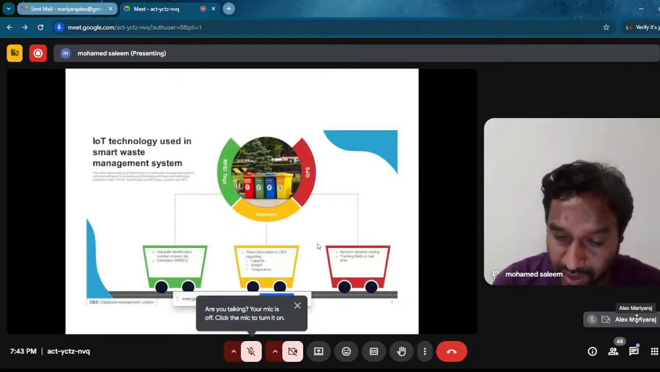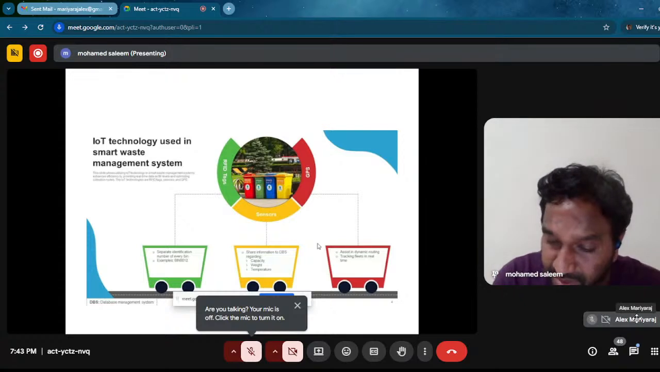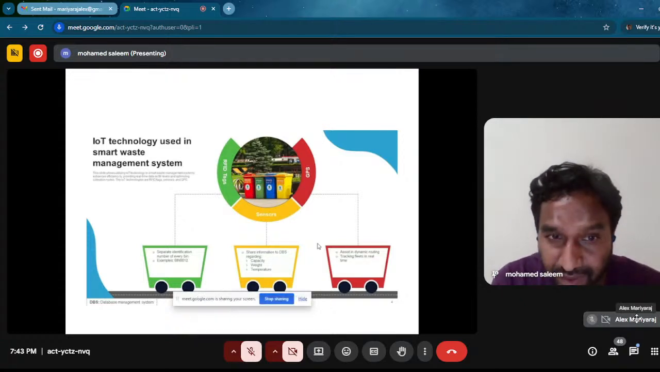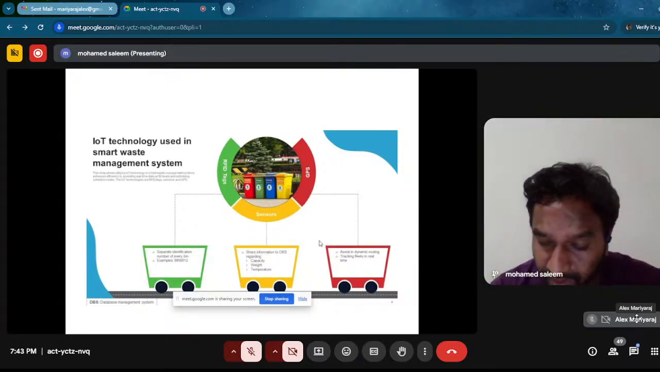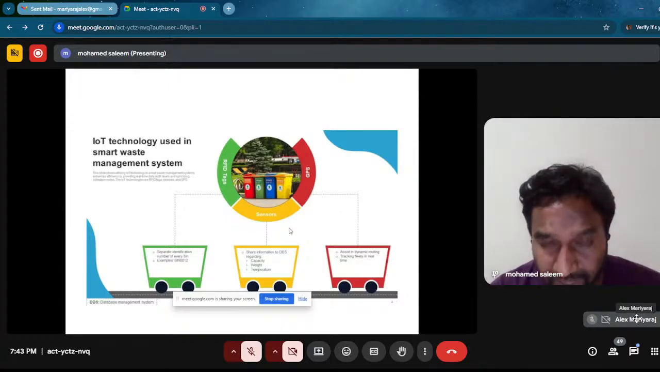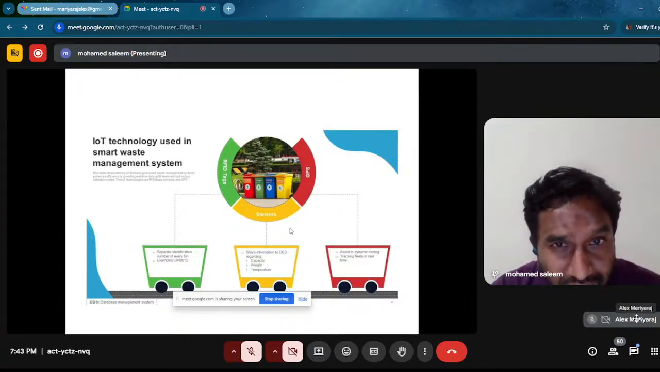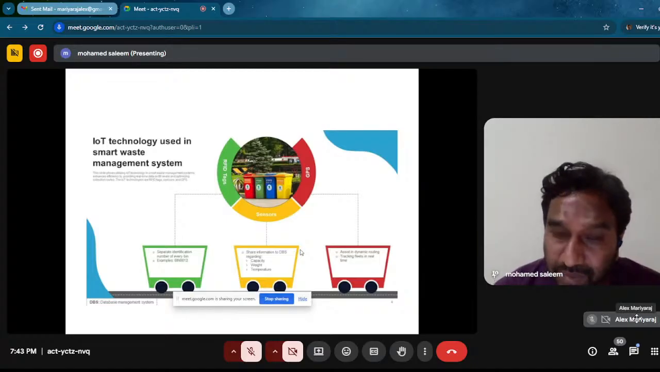Then if you see the IoT technology, this will actually provide real-time information on the capacity of the smart waste bins. For example, every bin has an individual RFID tag, and also the sensors and the GPS monitoring.